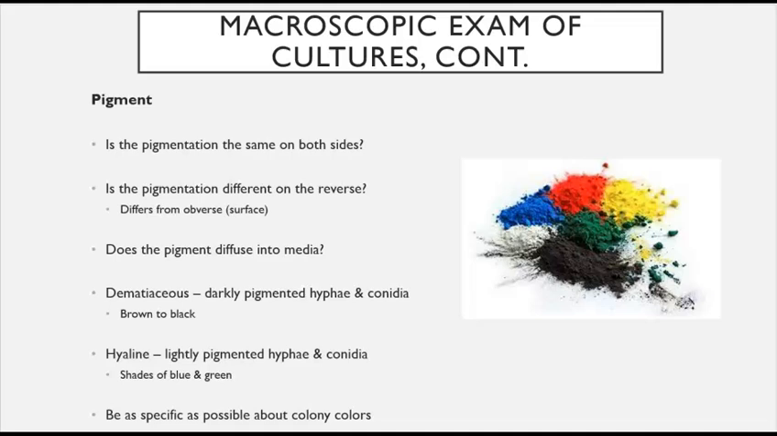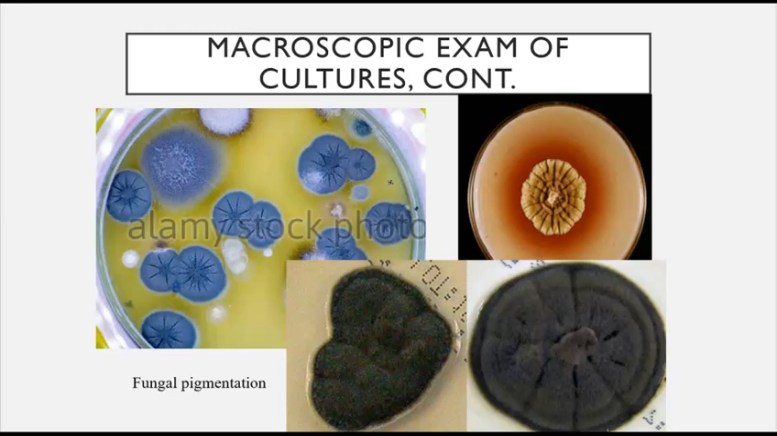Is it dematiaceous? Is there dark pigmented hyphae and conidia? Is it brown to black in color? Is it hyaline? Is it lightly pigmented hyphae or conidia? Is it shades of blue to green? So be as specific as possible when describing colors for colonies for ID for fungal cultures. Here are some examples of pigmentation for fungal cultures, so you can have a wide variety of pigmentation.